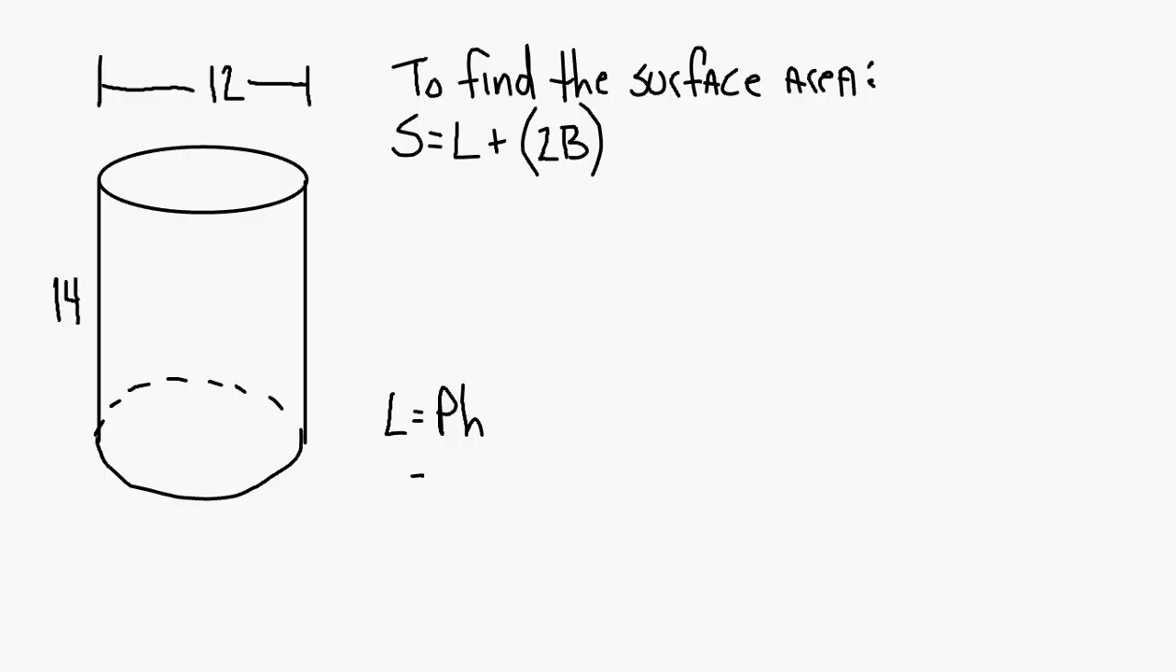So what's the diameter in this case? 12. So 12 times pi is the circumference or the perimeter, and the height of the cylinder is 14. So let's keep everything in terms of pi until the very end. So 12 times 14 is 168 pi. So your letter L up here in this top formula is 168 pi.